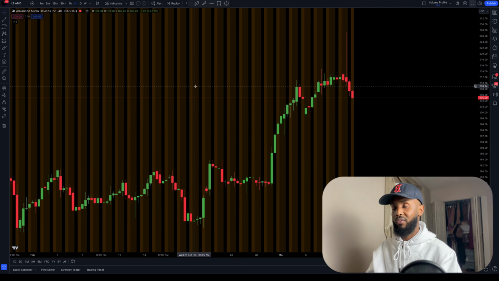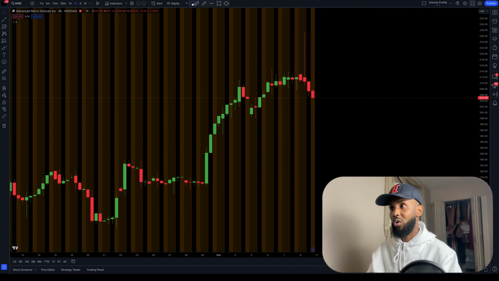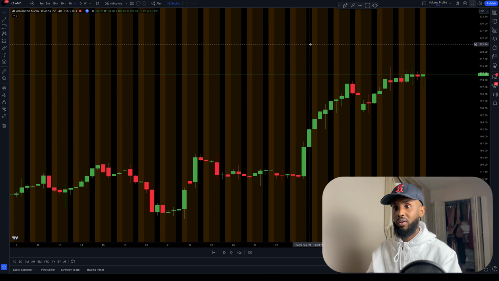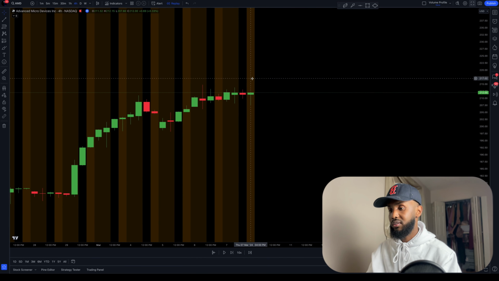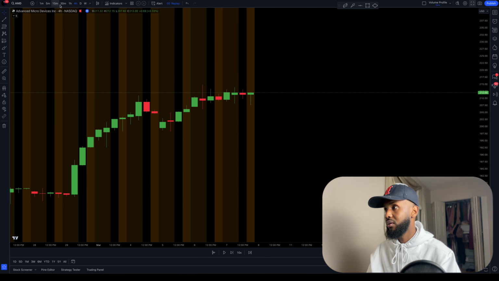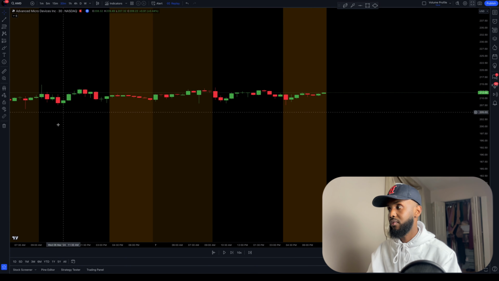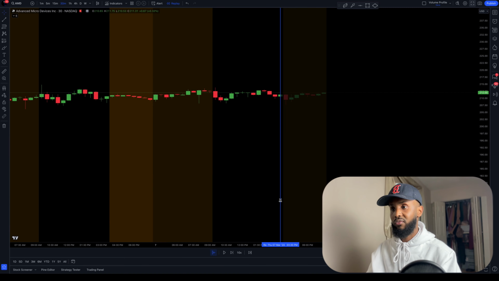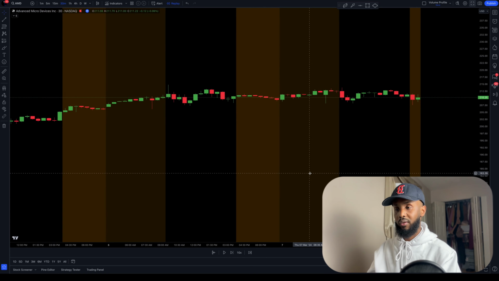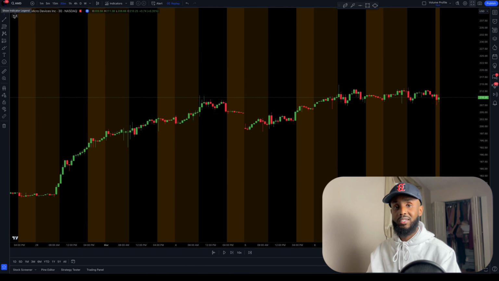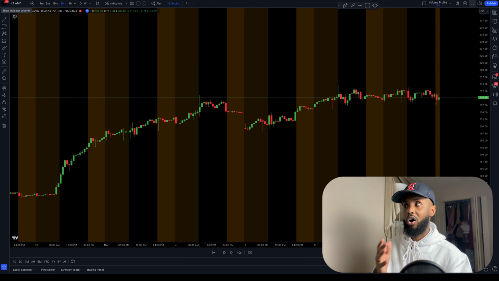So I'm gonna get rid of everything here and let's go back into replay mode and we'll go to pre-market. So we're gonna replay as if it's basically the day before almost, right? So what I do is I find key zones, key areas that I want to trade off of, right?